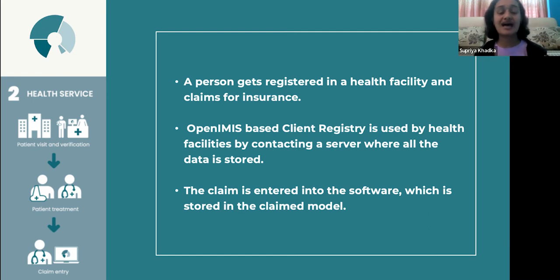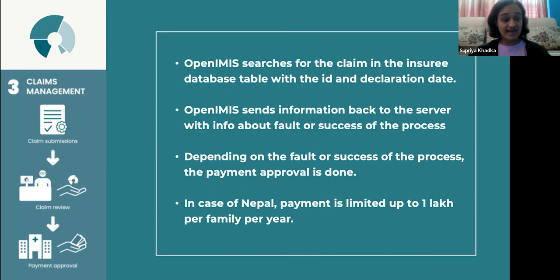A person who has successfully registered in openIMIS can then go and register in a health facility and claim for the insurance. The openIMIS-based client registry is used by health facilities by contacting a server where all the data is stored. After that, the claim is entered in the software, which is then stored in the claim model. After the health service has completed, we move on to the claims management phase.